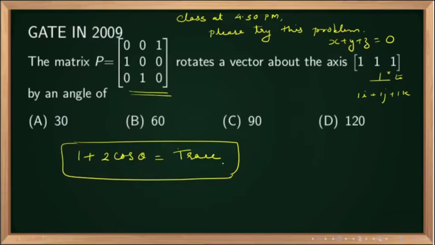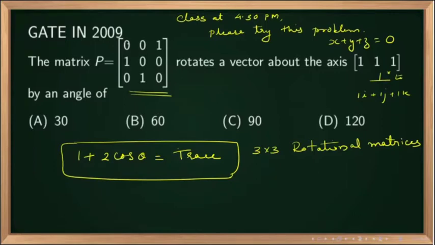So you just can take it down. This is applicable only for 3 by 3 rotational matrices. For 3 by 3 rotational matrices, 1 plus 2 cos theta will be equal to the trace of the matrix.